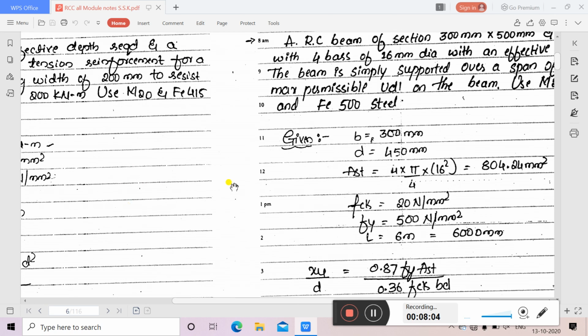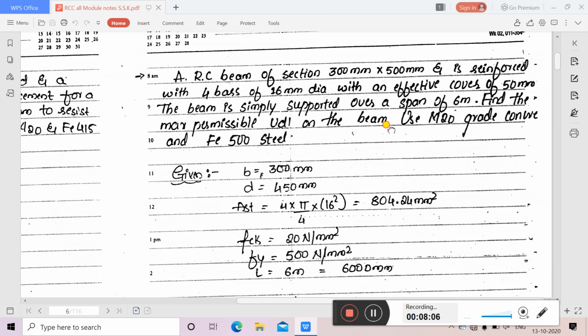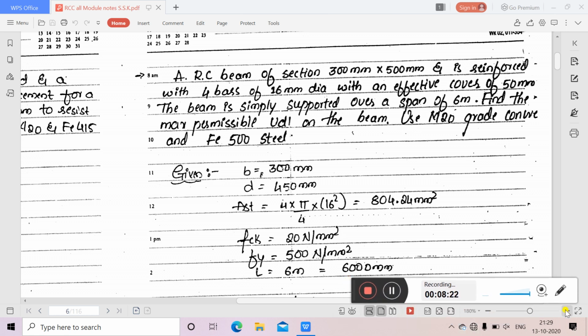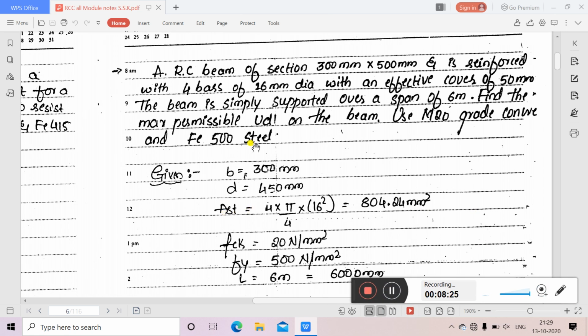Next we'll be solving another problem. First I'll read out the problem. An RC beam of section 300 mm by 500 mm is reinforced with 4 bars of 16 mm dia, with an effective cover of 50 mm. So d dash is 50 mm.